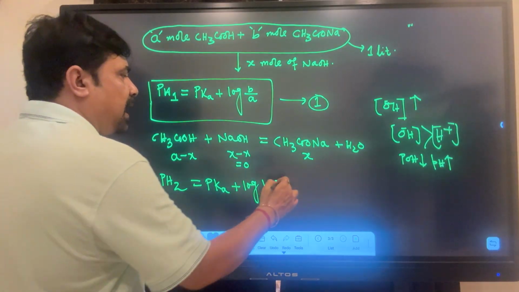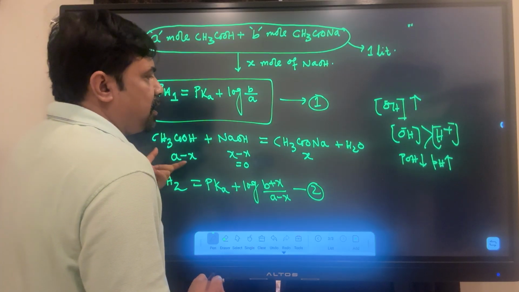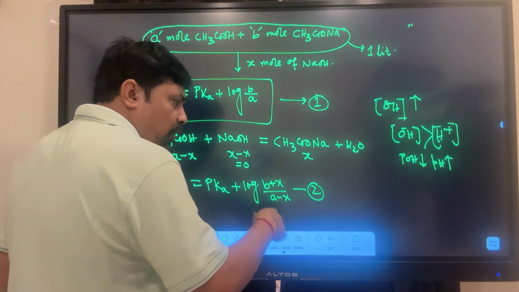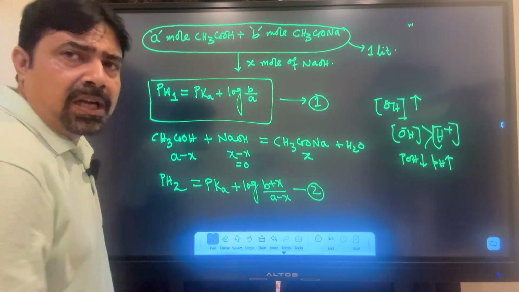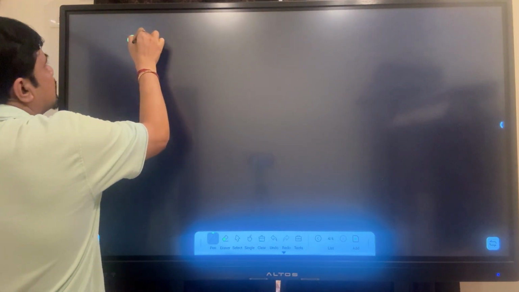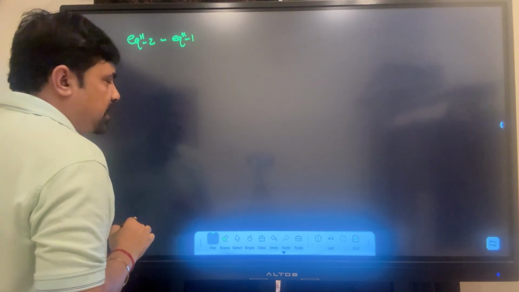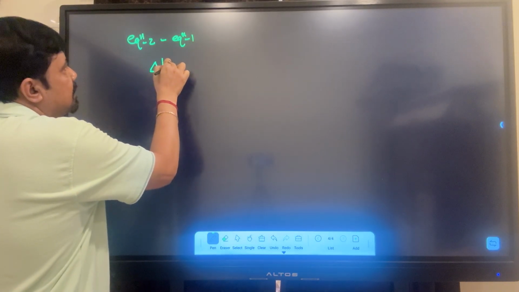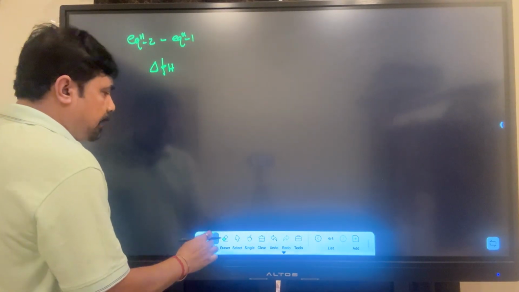This is my equation 2. Now we do equation 2 minus equation 1. If I do that operation, what is the equation? pH2 minus pH1, which is nothing but delta pH. Delta pH is nothing but pH2 minus pH1. And now pK will be cancelled out.